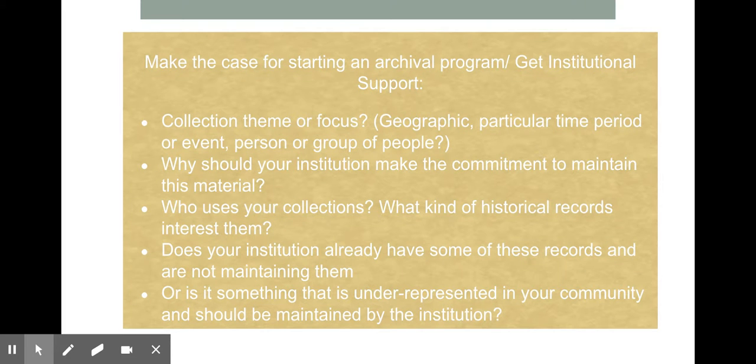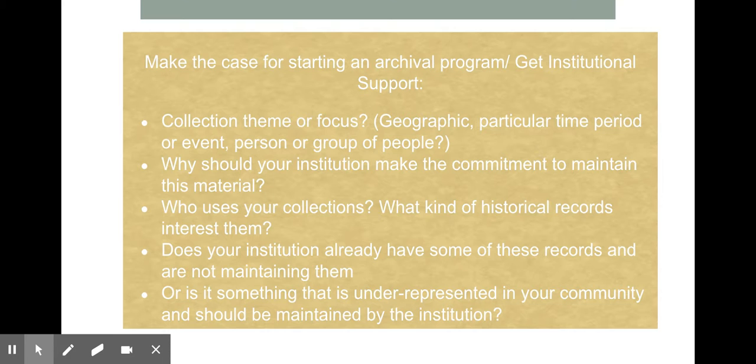First off, you'll need to figure out what the collection theme or focus is. Remember that most archives are regional, so you want to focus on something that will serve your local community, whether that's your company's personnel or the local residents. Think through what time period you want to collect. If we were to collect material relating to vaudeville in New York, we would want to start at the beginning and not 40 years later.